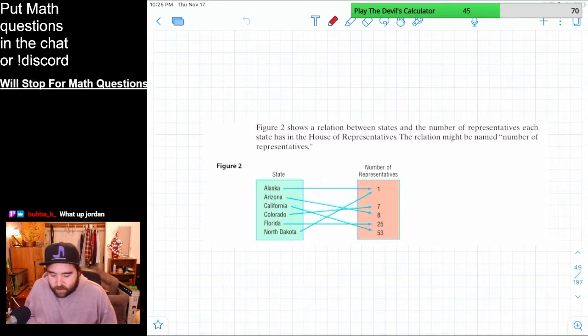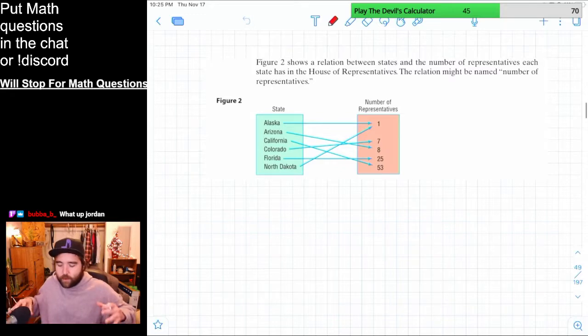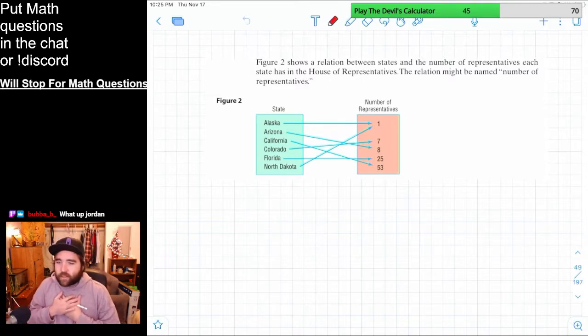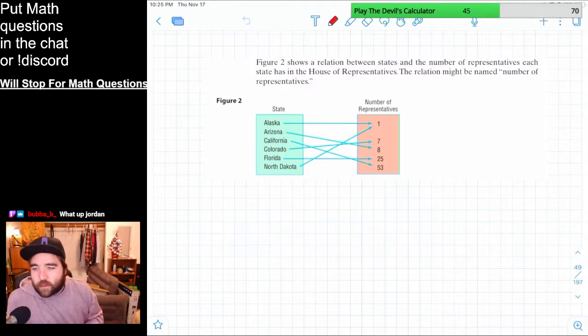To me, a function is something where if I ask you a question about something, can you give me a direct answer? So here, what we're asking about is the states. We're asking the question, how many representatives does a state have? And so if I ask you the question, how many representatives does Alaska have? Can you give me a straight answer? Yeah, it has 1 representative.